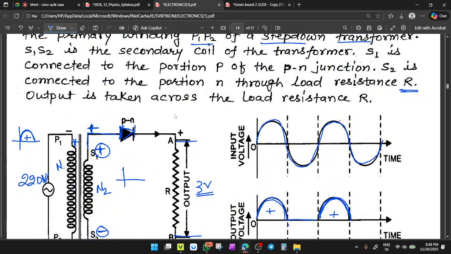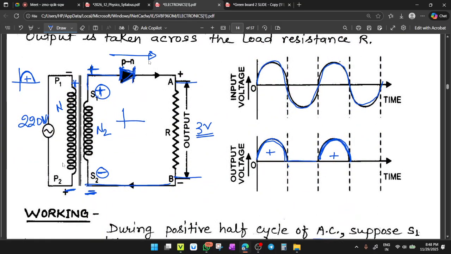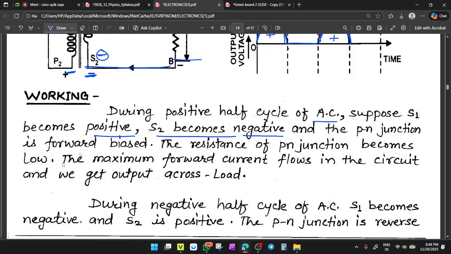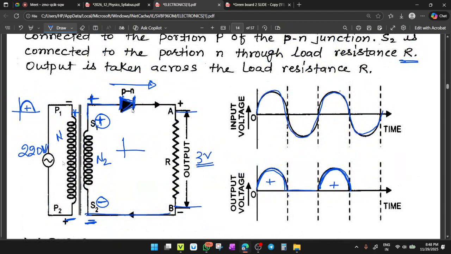In the PN junction, the resistance becomes less, and this diode comes into conductive mode. With the PN junction in forward bias, the resistance of the PN junction becomes very low, and the maximum forward current flows in the circuit. We get output across the load. So this diode will conduct the current, and this current passes in this direction through the resistance R. If this current is going through this resistance, you will have some voltage. Exactly the same amount of voltage will be drawn across the load resistance.